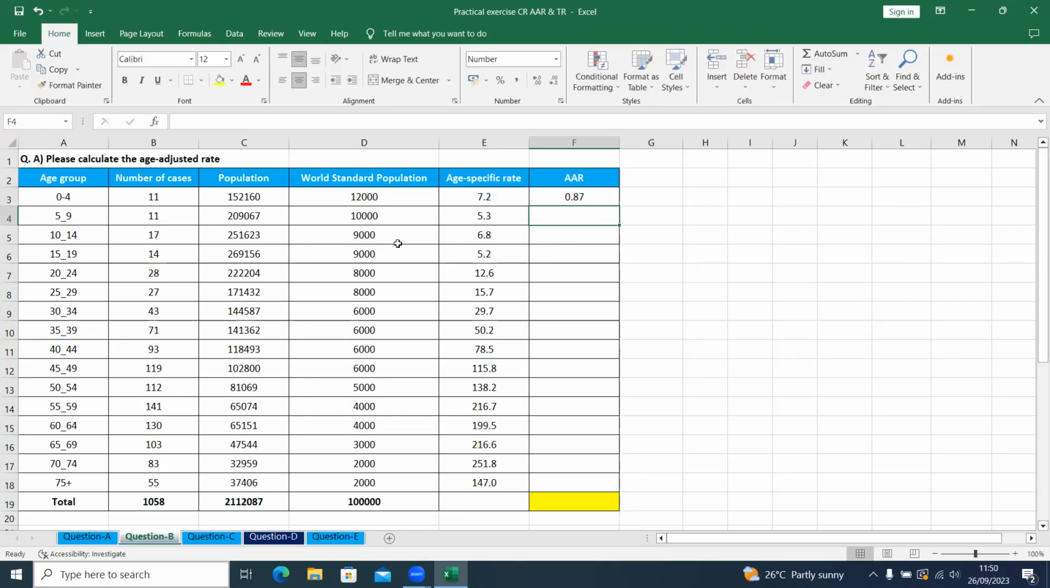Harinder, it is clear to you now? Sir, it is clear, but my question was, in the previous slides, we did age specific rate multiplied by world standard population of that age group, and then divided by the summation of world standard population for all age groups. In Excel, we haven't divided by that. Here it is already divided. You see, it is already divided in the summation of AR, so there is no need to divide again.